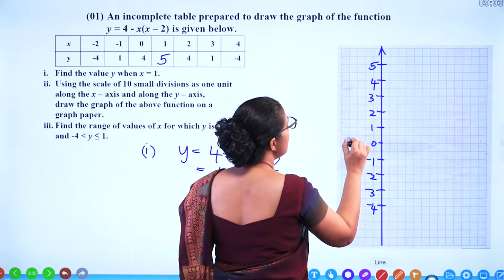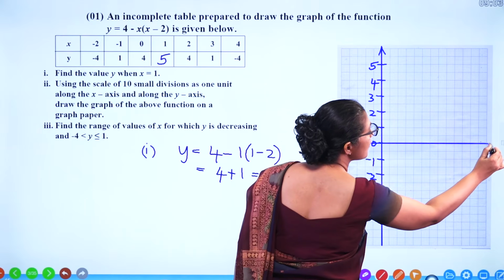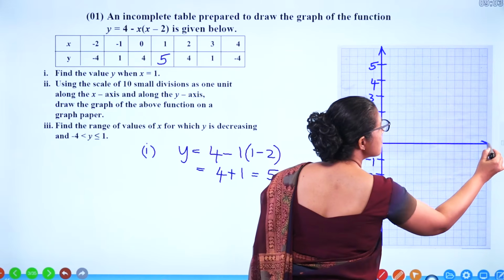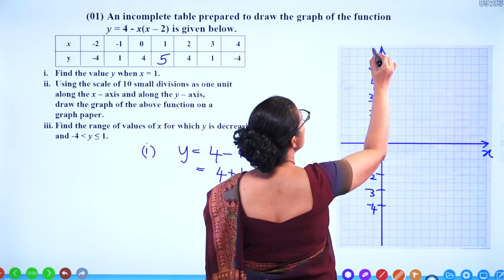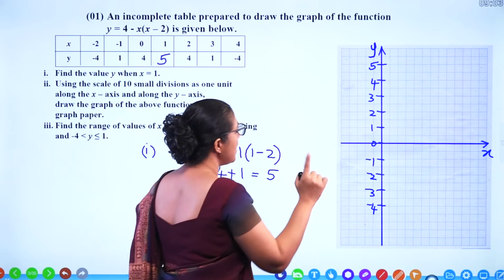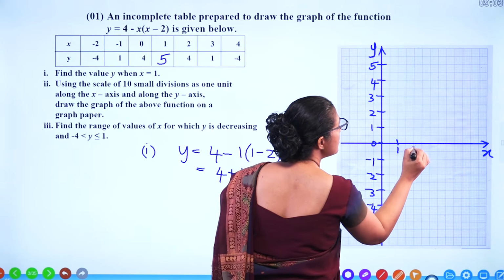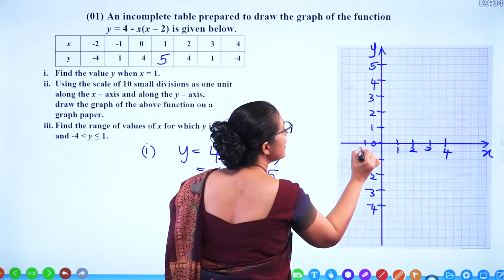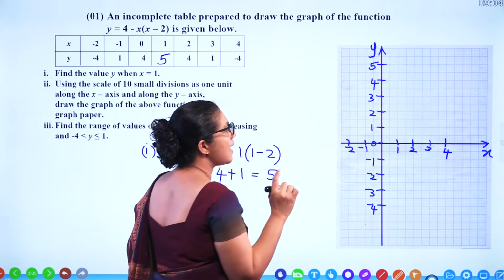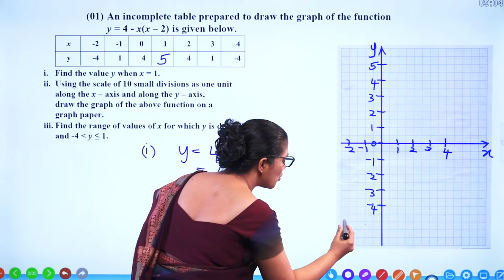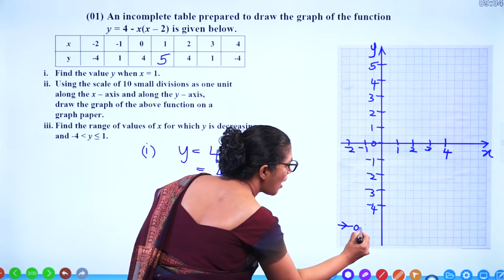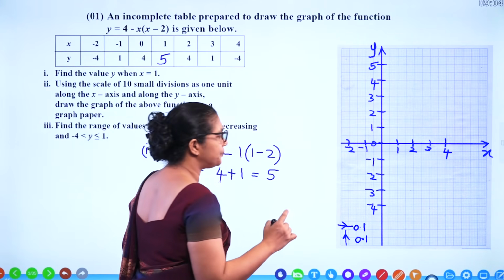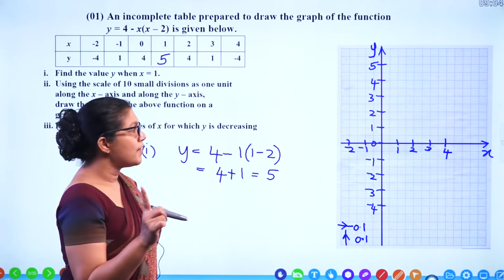Then you can draw the x-axis. This is the x-axis and this is the y-axis. So again, the x-axis you can label: this is 1, 2, 3, 4, up to 4 is enough, and minus 1, minus 2. So that's the scale of x and y. Make sure that you write down that along the x-axis one square means 0.1, and along the y-axis 0.1. So you get 1 mark for that.